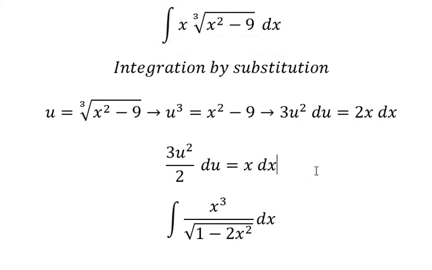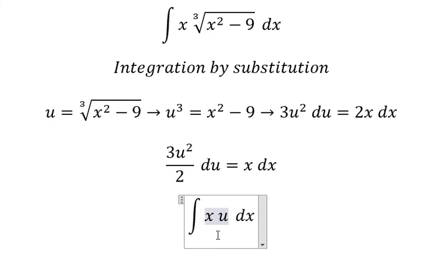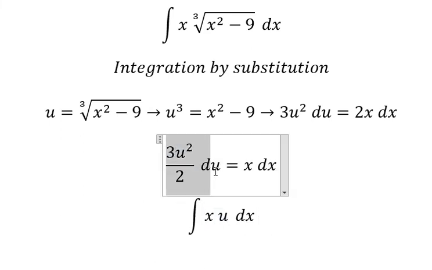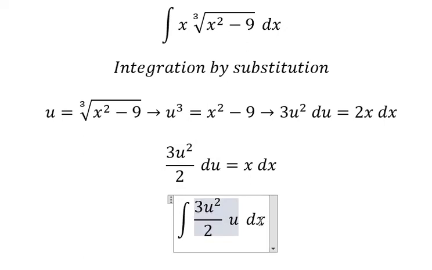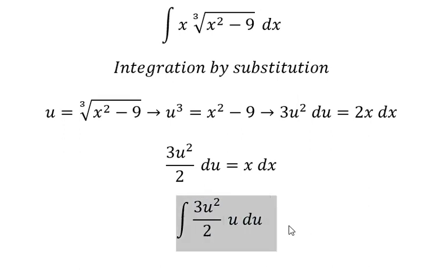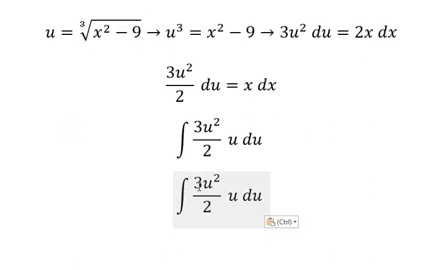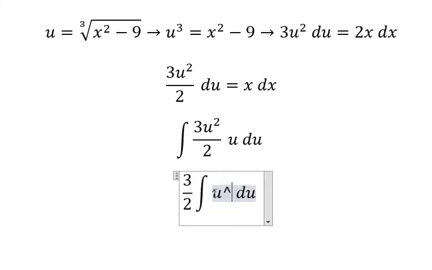Now, we need to change this one in here, we change by u. s ds we change by 3u squared over 2 du. So number 3 over 2 we put outside. u squared multiplied by u, we have u to the power of 3.